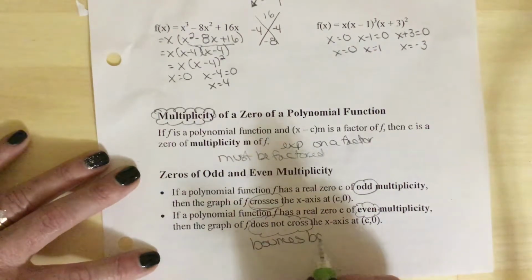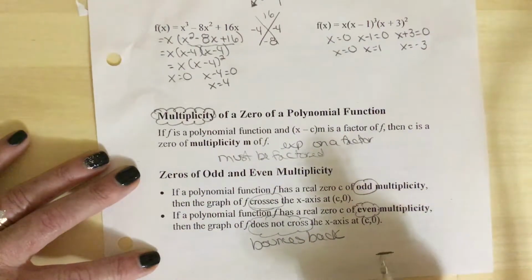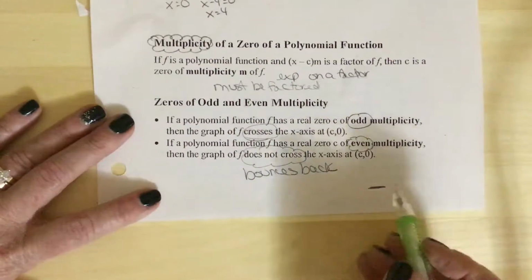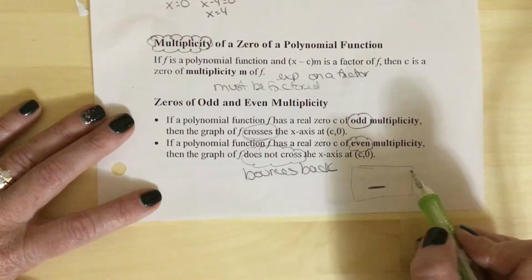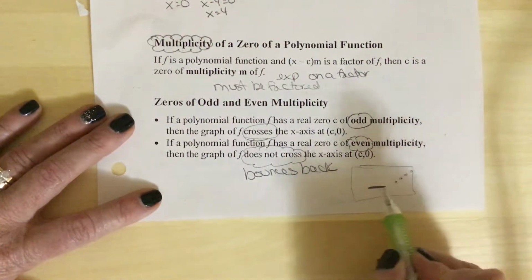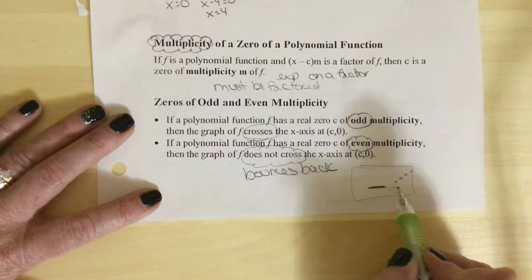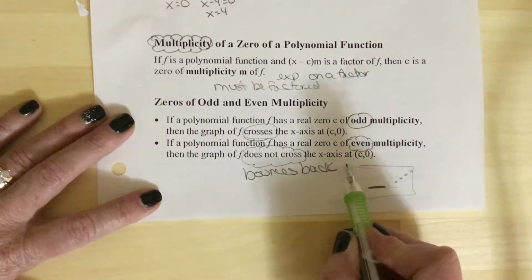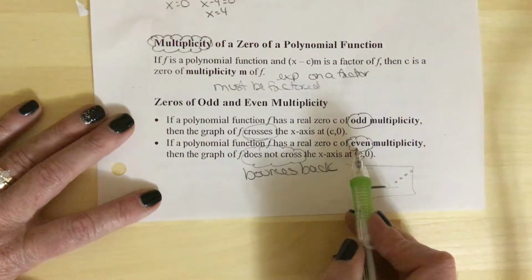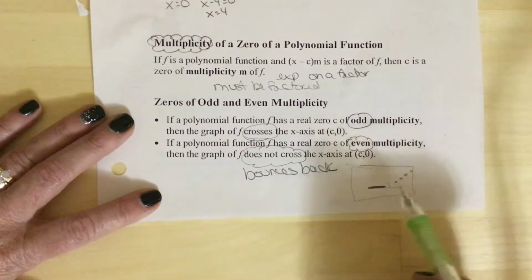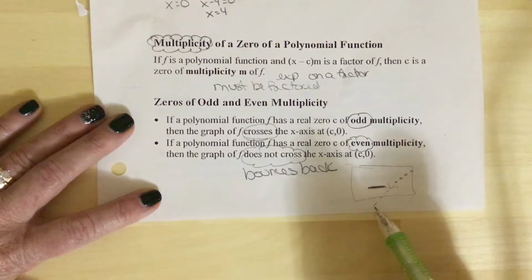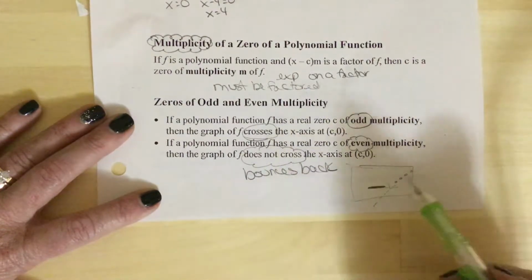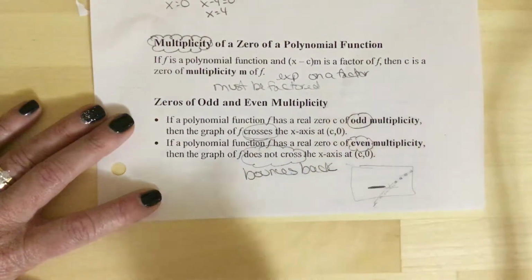Bounce back is a phrase I like to use, kind of like in Pong, where you have a little paddle at the bottom of the screen. Here's your screen, and then you've got these balls that are coming, and you move this paddle back and forth. If you move it just right, the ball hits the paddle and bounces back. That is the same situation that happens with an even multiplicity. Now, if you're not really good, like me, and the paddle doesn't hit the ball, it just continues down, and you lose a life. That's what happens with an odd multiplicity. It actually crosses through, it goes through.